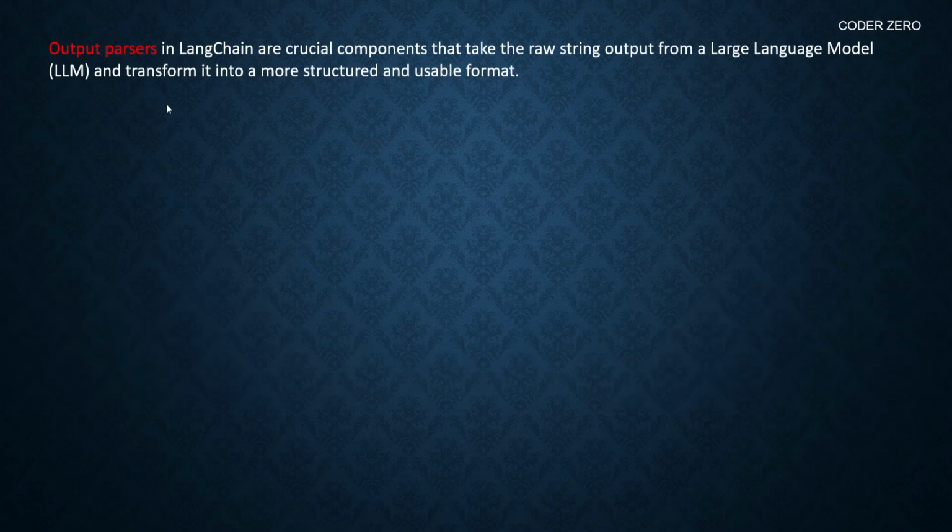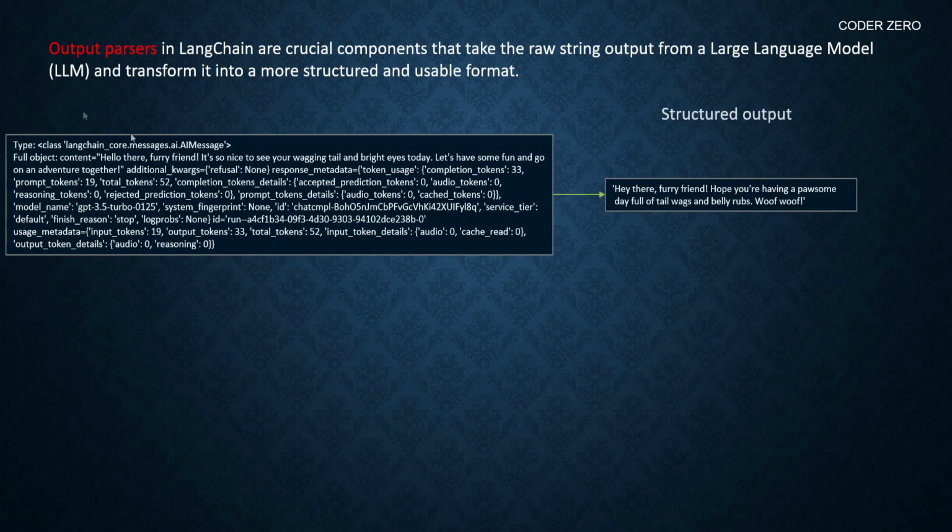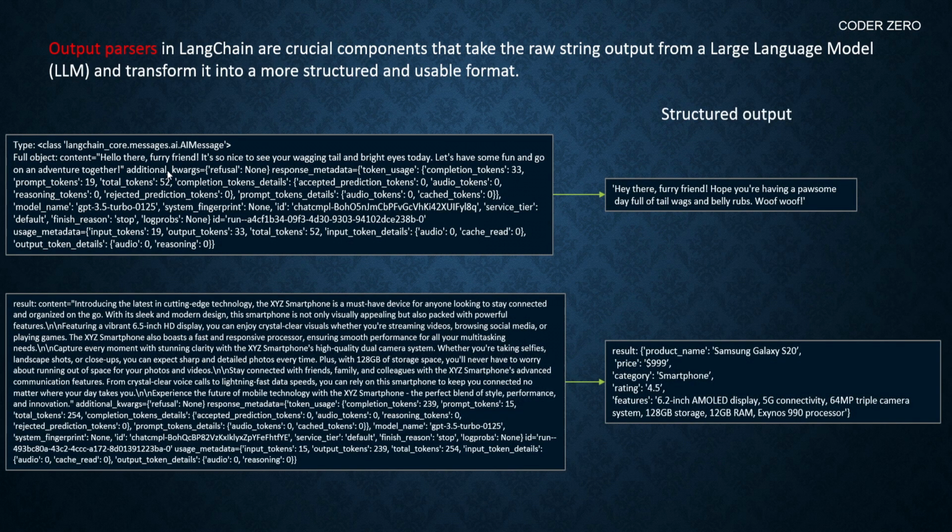Output parsers in LangChain are crucial components that take the raw string output from a large language model and transform it into a more structured and usable format. For example, this is the raw output from our model, and we use output parsers to transform this kind of text into this. You can see this is the content, hello there. We want the content from here. We don't want all this metadata. Hence, using an output parser, we can convert this into this. Similarly, this into this format.